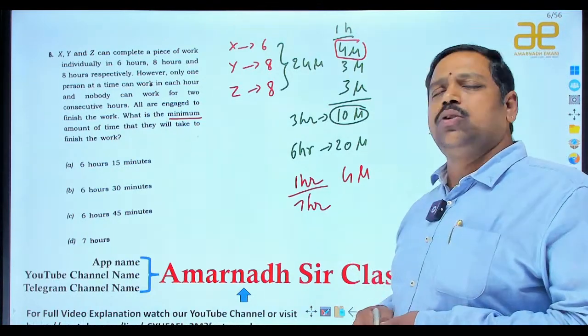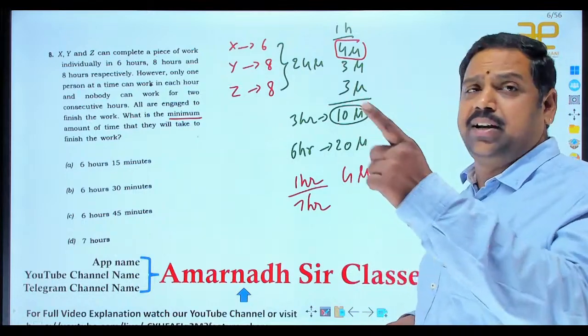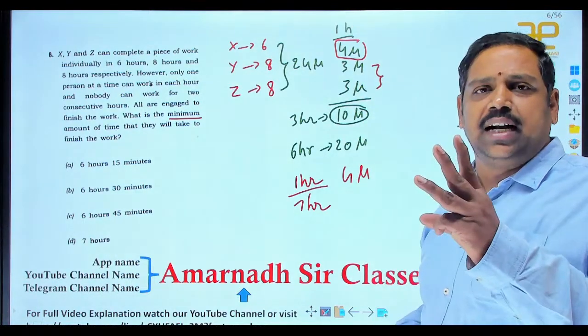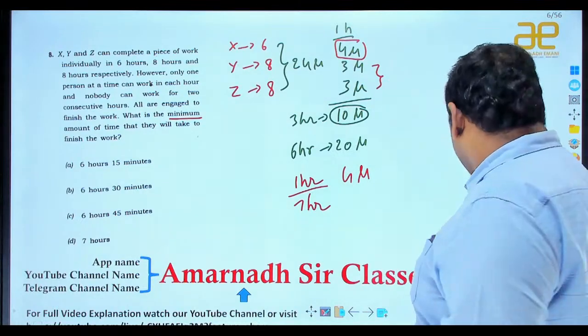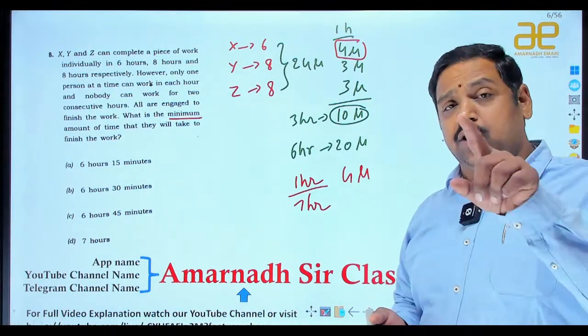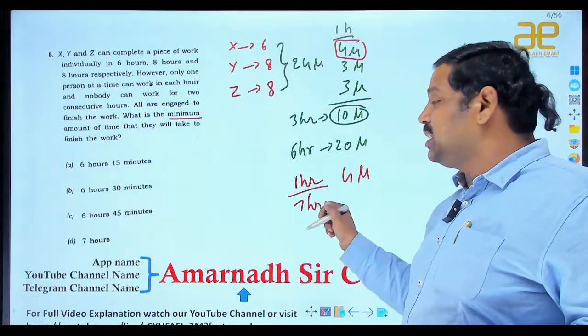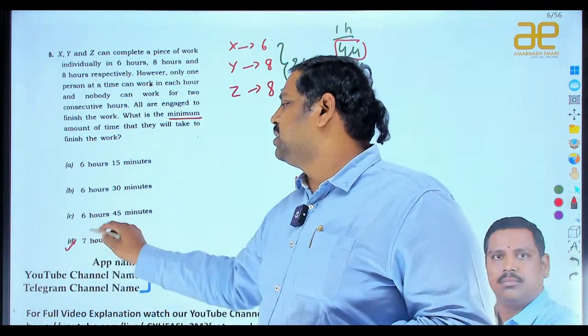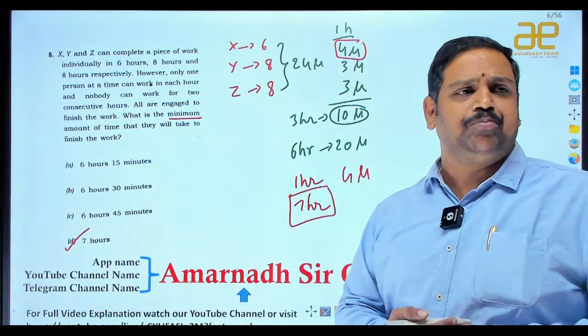The point you should notice is that other than X, if anybody takes these 4 units, these two will complete only 3 units, right? That means 1 unit will be pending. So 1 hour completed, still 1 unit is pending, means even after 7 hours the work will not be completed. That's why the answer is D. 7 hours is the answer, the minimum time.